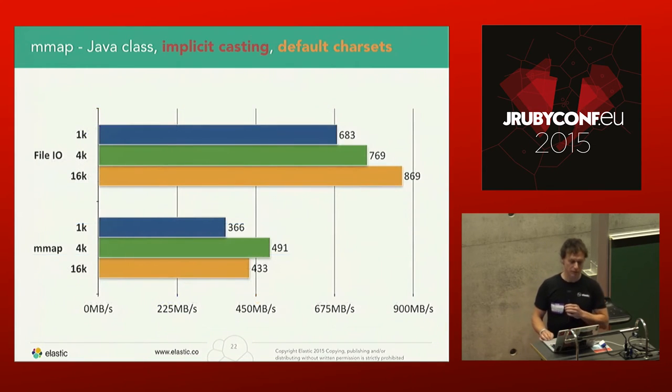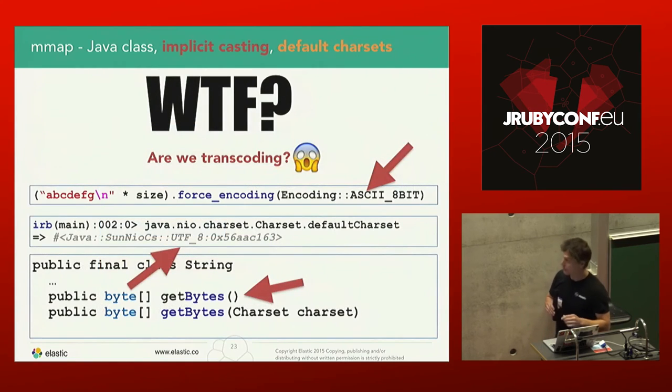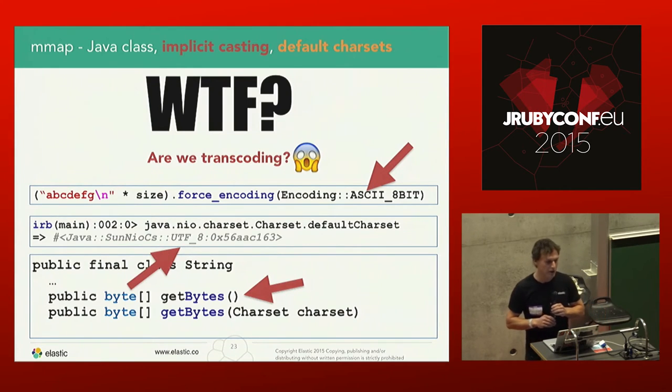OK, so in this case, using mmapping, we're actually slower than file I/O, and by a good margin. So this was really a, what the hell is happening here? OK, so why is it slower? It's supposed to be much faster. What's happening? So the first question was, okay, is there transcoding going on?